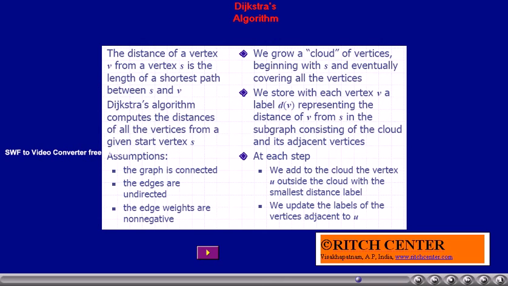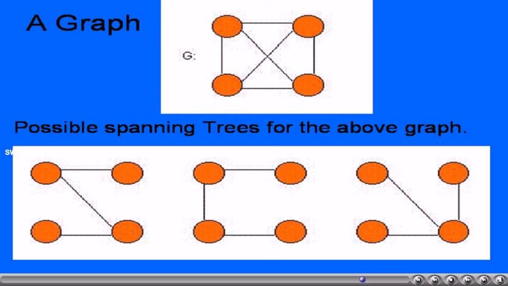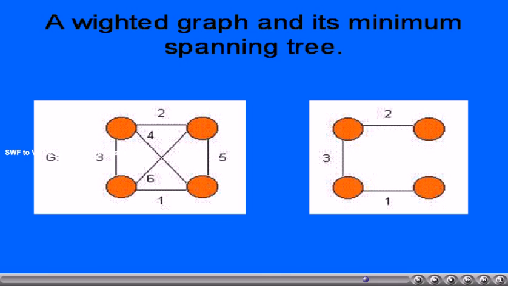In some applications, we are interested to find out the shortest route from one node to all other nodes. Of course, remember, this is a little different from the minimum spanning tree. The route we are required to find out for each of the other nodes should be minimum, whereas the minimum spanning tree gives the minimum in a global sense, for the tree as a whole. For example, this is the graph, and below the graph we have shown all the possible spanning trees. In this graph we have demonstrated a weighted graph and its minimum spanning tree.